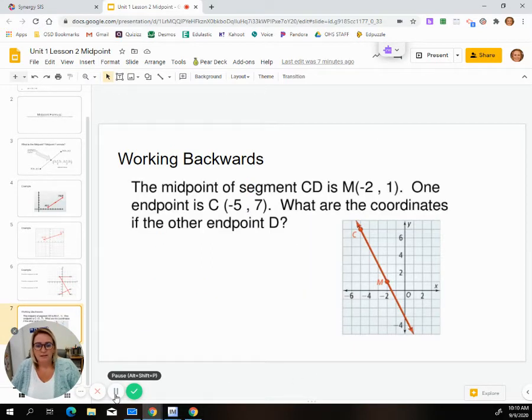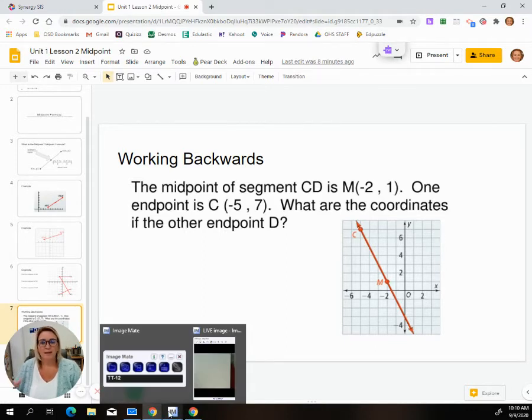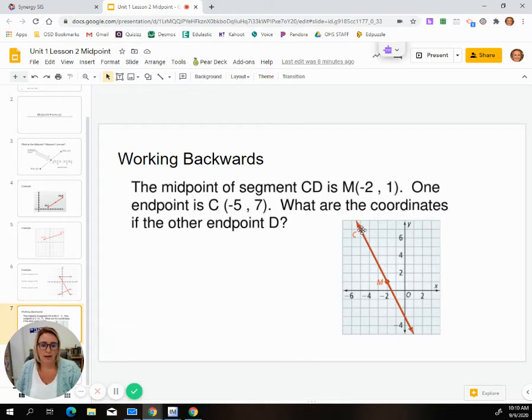Okay, so hopefully you guys did good on that one and that you're figuring out midpoints. We are going to do one example here where we're going to work backwards. We are going to be given the midpoint and only one endpoint, and we're going to have to find the other endpoint. So we have C, we have M, we're looking for down here. Okay, we need to know what that is.